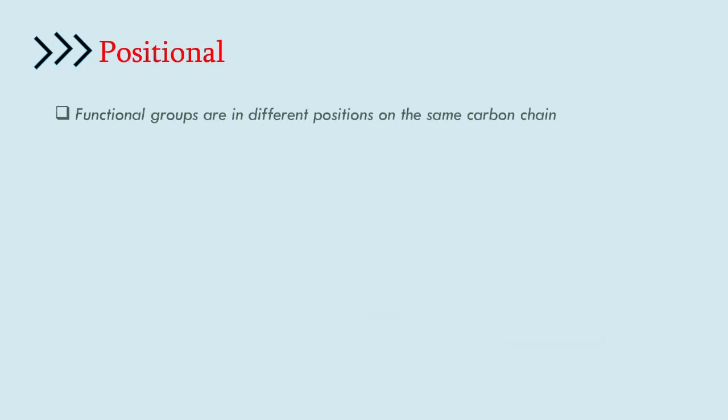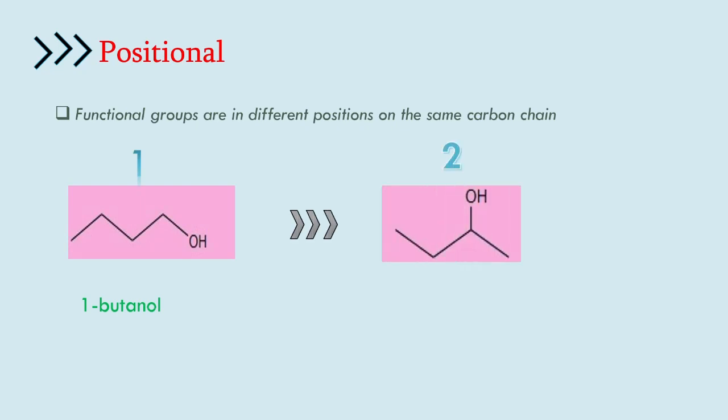Now, let's move on to the second type, which is positional. Positional happens when the functional groups are in different positions on the same carbon chain. For example, 1-butanol. As you can see here, the alcohol group is present in position number 1. So the isomer of this is 2-butanol, and the functional group takes position number 2.